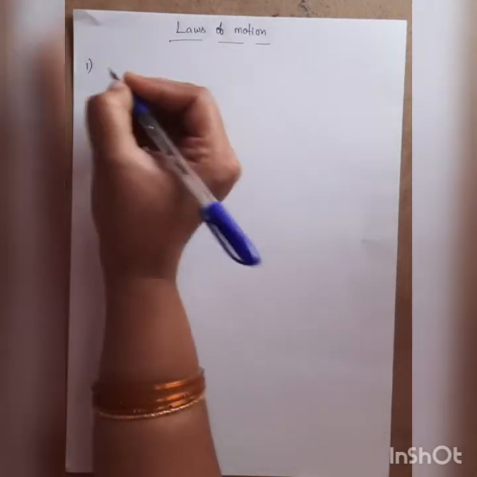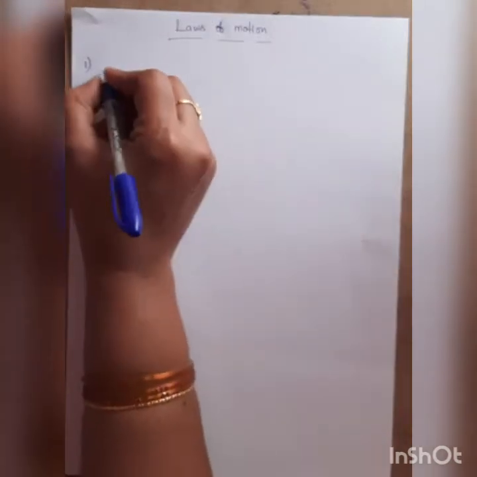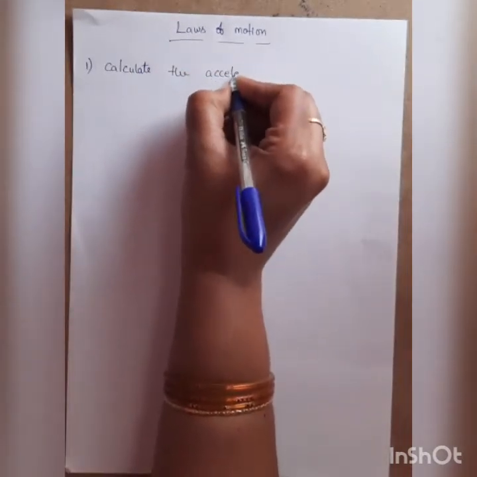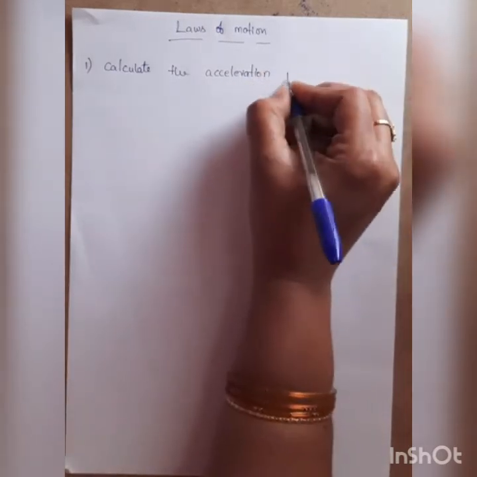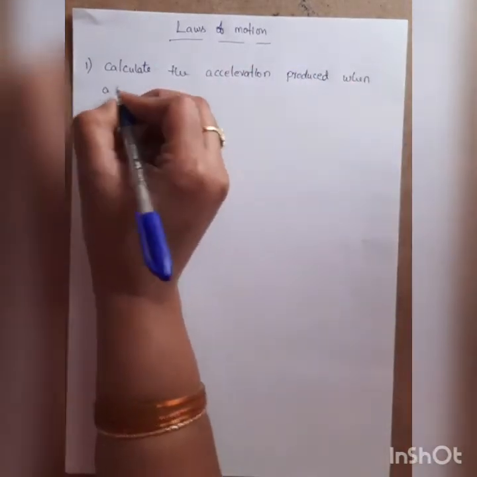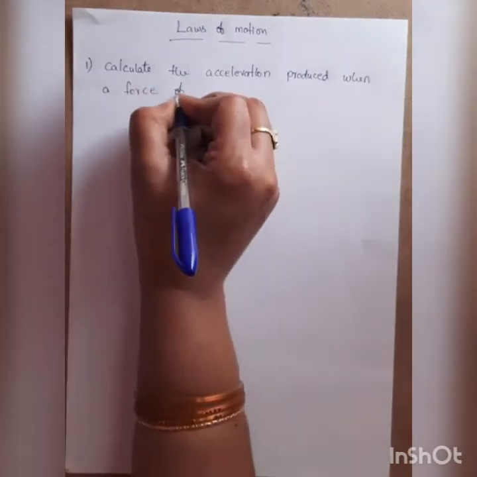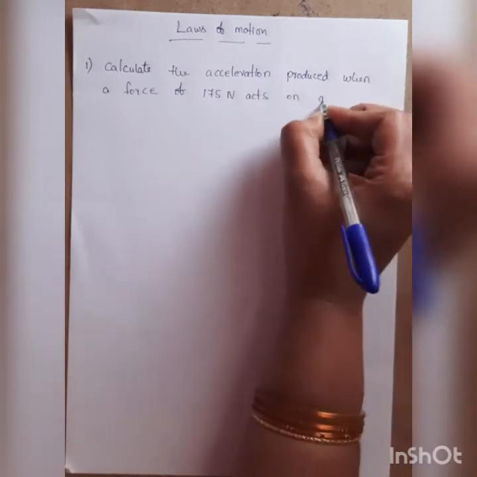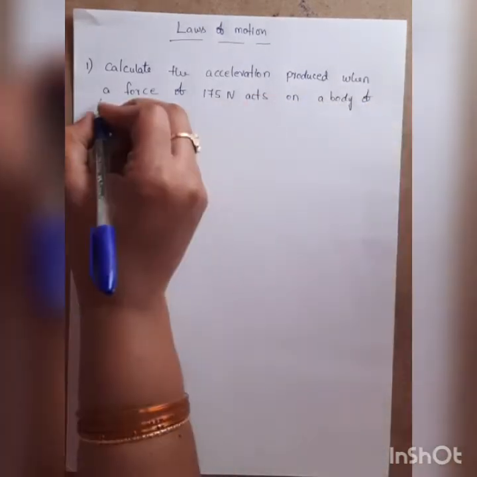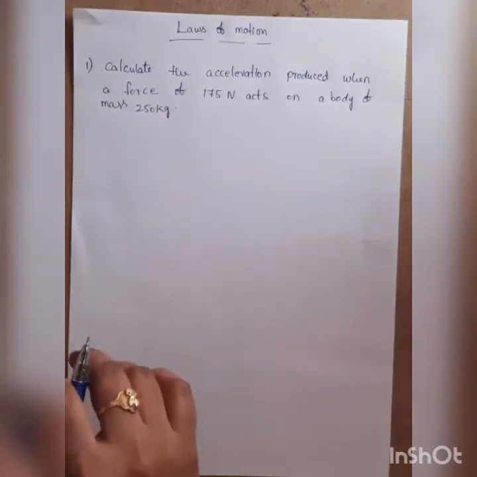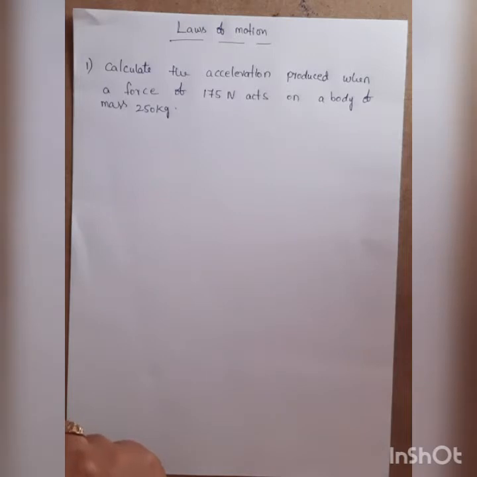In that first problem, calculate the acceleration produced when a force of 175 newtons acts on a body of mass 250 kgs. Calculate the acceleration produced when a force of 175 newtons acts on a body of mass 250 kgs.